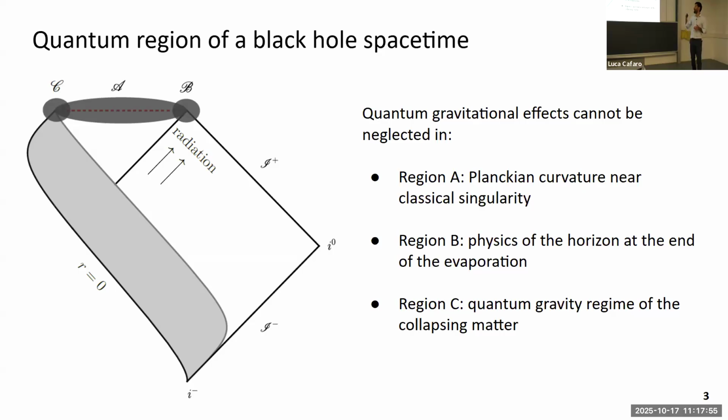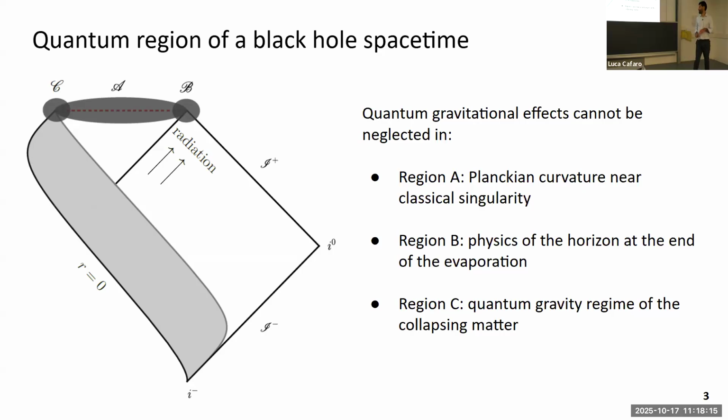If we also consider semi-classical effects, we know that the black hole spacetime will not be stationary, but it will actually evaporate and slowly radiate away its mass. When the mass of the horizon becomes Planckian, quantum gravitational effects completely dominate the dynamics of the horizon, and this is what we call region B. And finally, region C is the subregion in the interior of the star when the density of the collapsing matter reaches the Planckian scale.